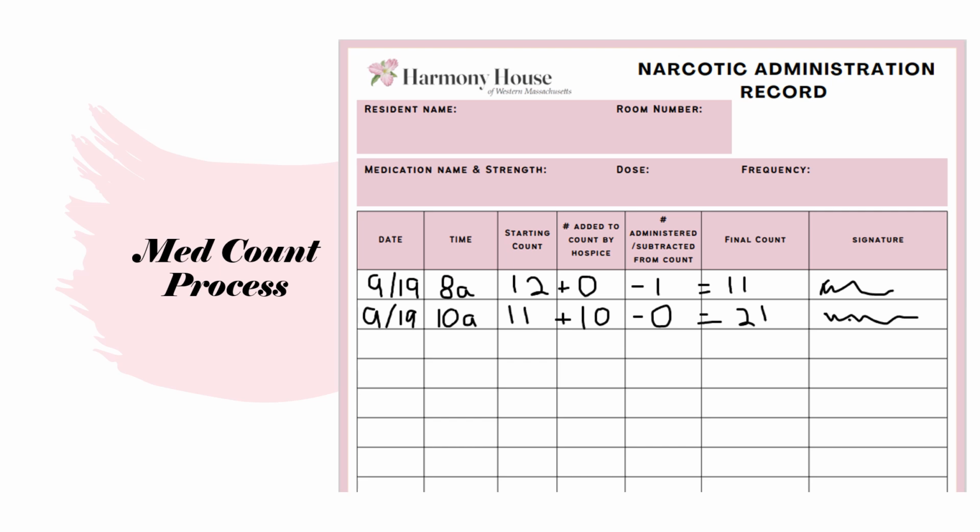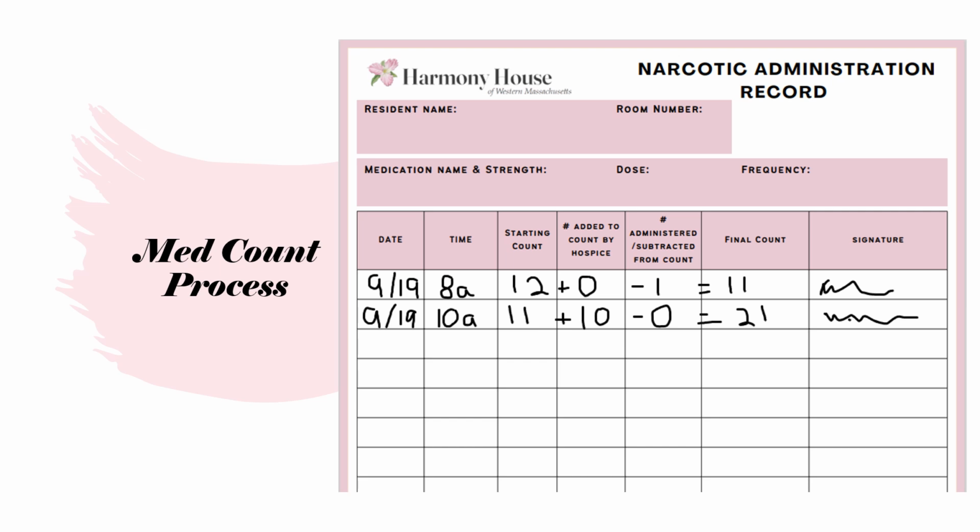So this would be something that anytime you administered a medication, you would document that you had administered that medication and the count had been reduced by 1. So you would put the date, time, the starting count, if there was any added, and any subtracted because you gave that medication, and then the final count and your signature.